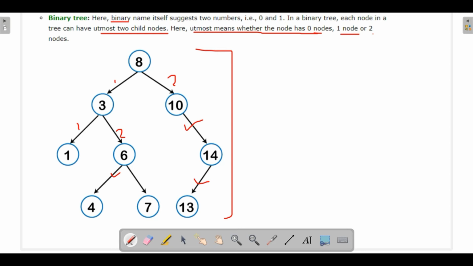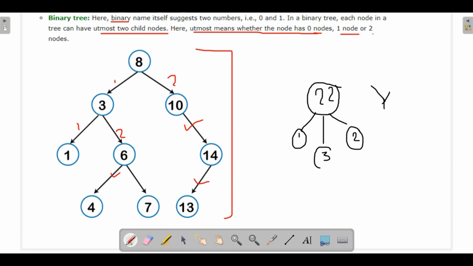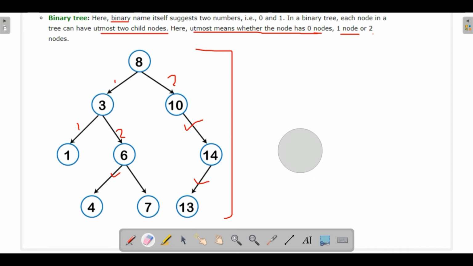Let us say, for an instance, you are given only this node, and you are asked whether it is a binary tree or not. So yes, that would be a binary tree. Why? Because it is having 0 children, then also it is a binary tree. And if it was having some kind of this, then also it is a binary tree. But if you do this, then this is not a binary tree. Okay, so simple, no rocket science type of thing here.